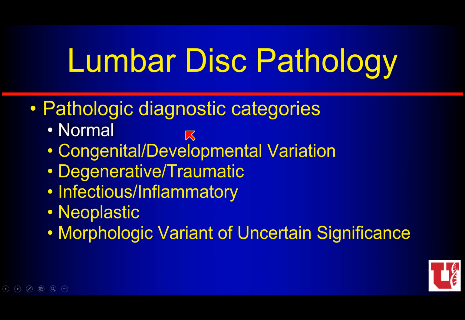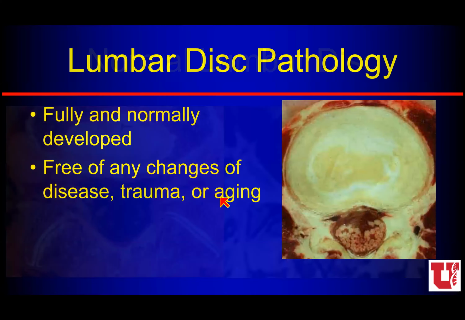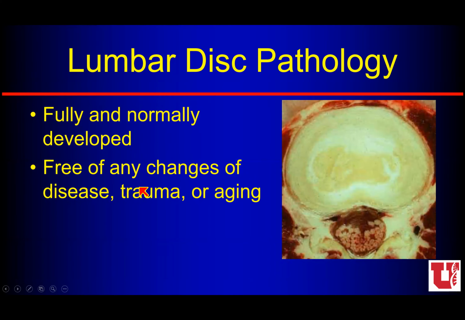So first we'll talk about normal. With a normal disc here on a nice gross specimen, and in the correlating axial T2 image, we see very nice disc material that's confined within the annulus itself. So we think about that as being fully and normally developed, and it's free of any changes of disease, trauma, or aging at that level. Again, nice path specimen at that level. So that's normal. So what is abnormal?